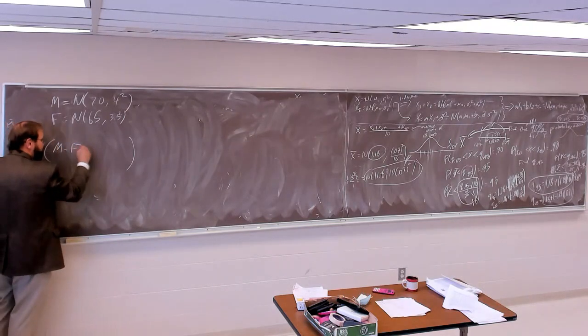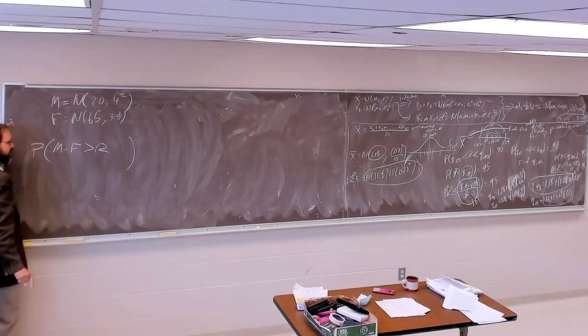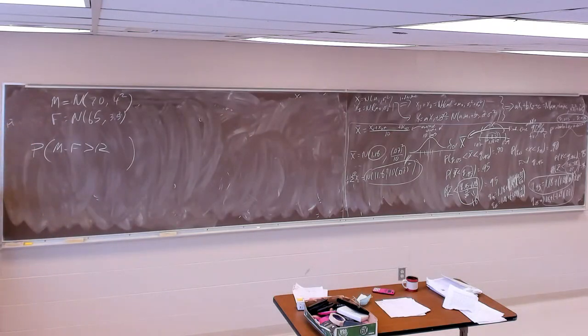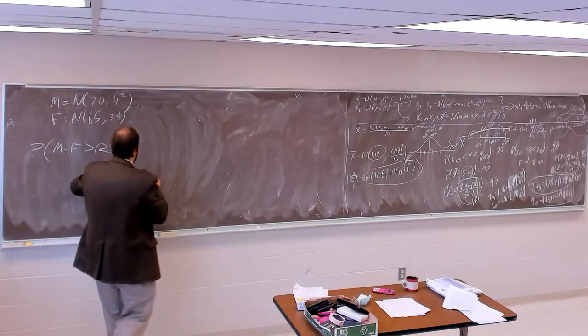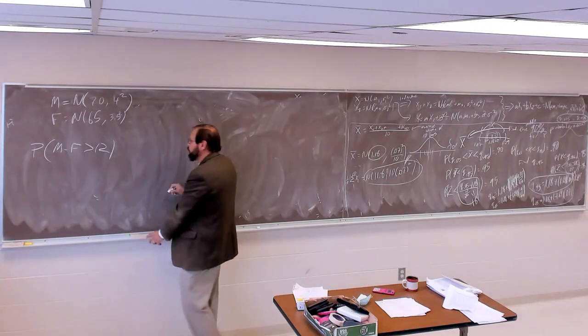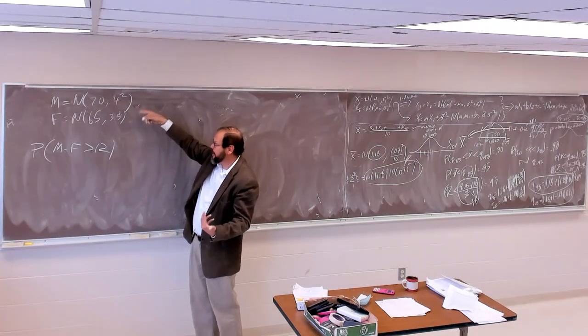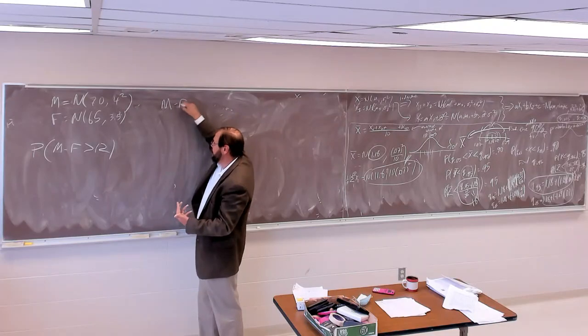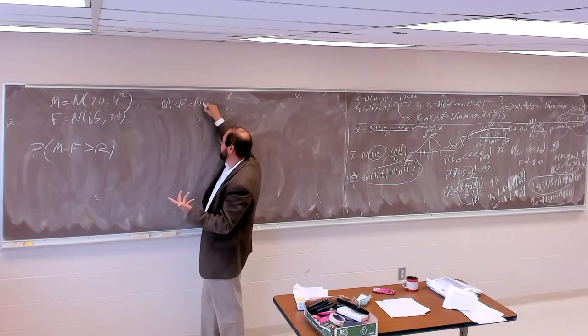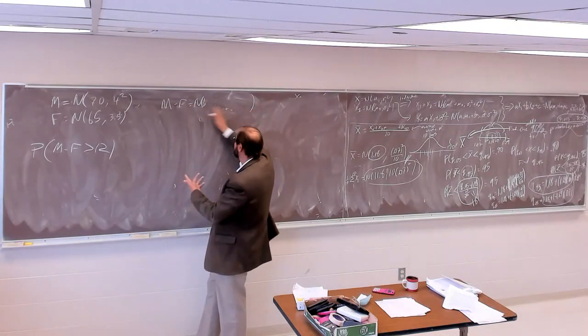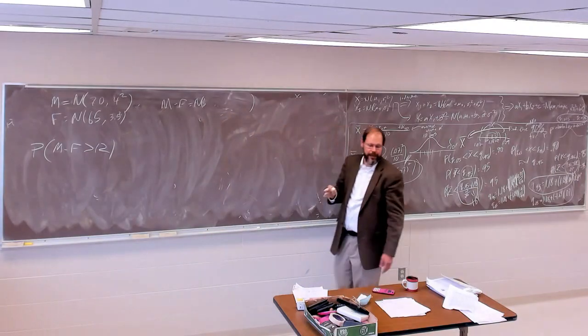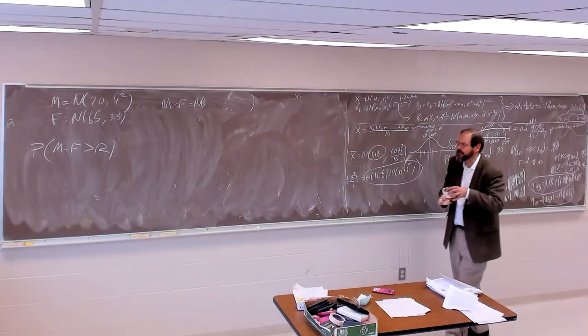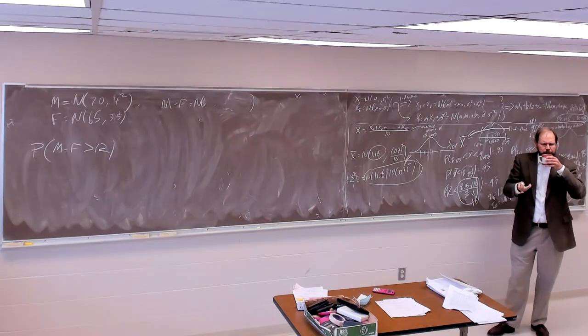M minus F is greater than 12. And then the question would be how likely is that to occur? Well, M is normal, F is normal, so M minus F is normal. Now the question is, what are the parameters? So what would the mu be for M minus F?